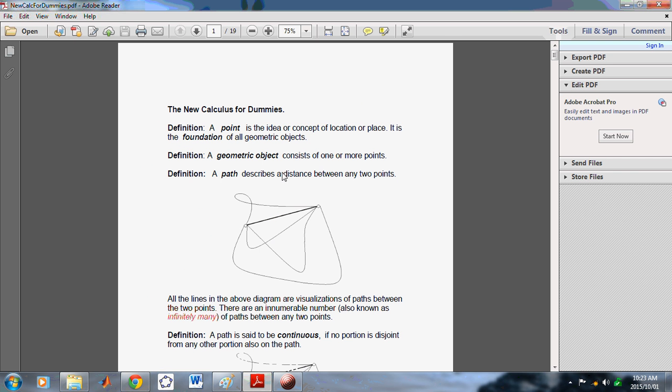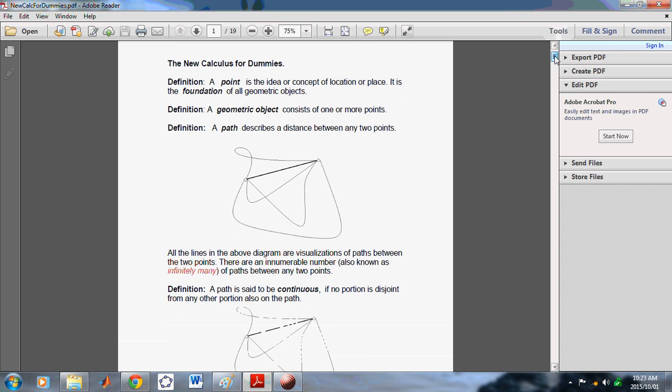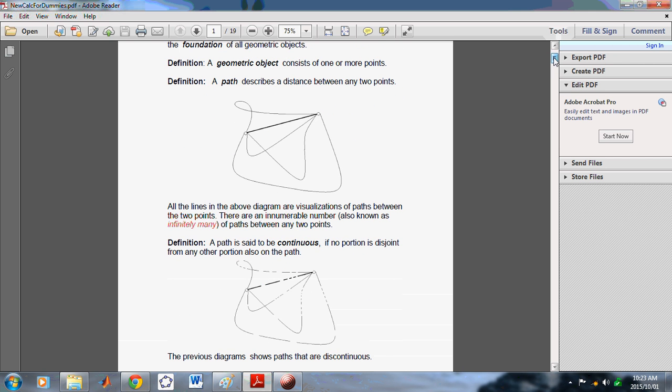A geometric object consists of 1 or more points. Definition: a path describes a distance between any 2 points, as you see in that diagram there. All the lines, and they don't have to be straight, in the above diagram are visualizations of paths between the 2 points. Here's a path, and here's another path, and so on. And as you've just seen, there are innumerably many paths.